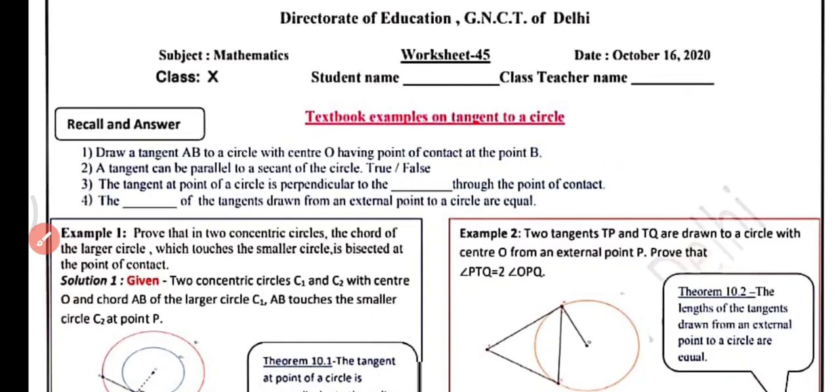So now the fourth one, the dash of the tangents drawn from an external point to a circle are equal. So the length of tangents, keep in mind the length. So the length of tangents drawn from an external point to a circle are equal. So now we have examples.